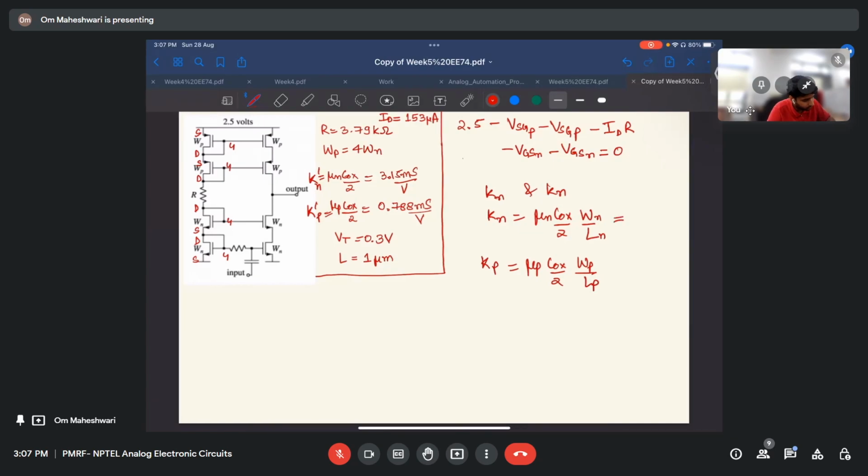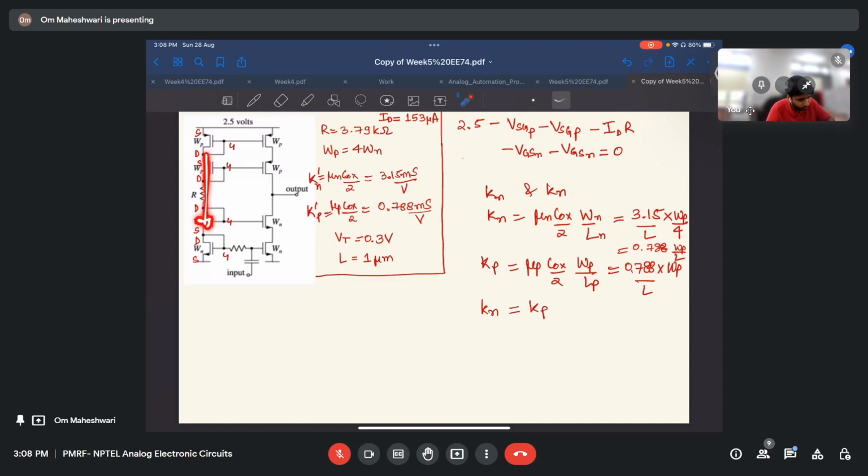So it is given what is 3.15 into WN is WP by 4, and this one is 0.788 into WP. Okay, I have ignored L. L for both is 1 micrometer, so I'll just write upon L. So if we do this calculation, it will also be 0.788 WP by L. So both Kn and Kp are equal.